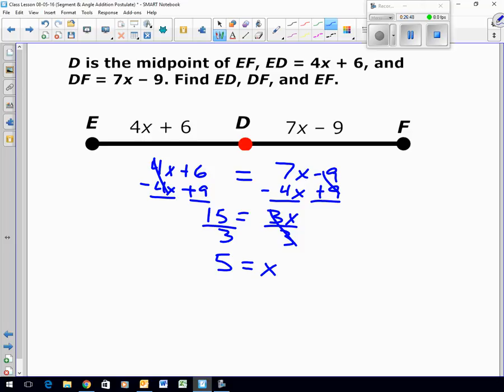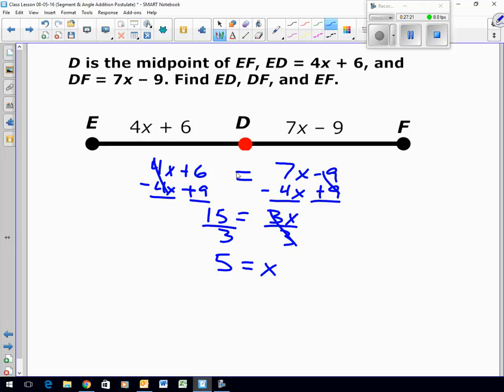Hey, listen up. The key to this class, and it's a very simple phrase, is answering the questions that I asked, right? If I said solve for x, what's x? This is the right answer, correct? If I say find E to D, D to F, and E to F, this is not the right answer, is it? On your EOC, don't be surprised if they ask a question like this and 5 is one of the choices.